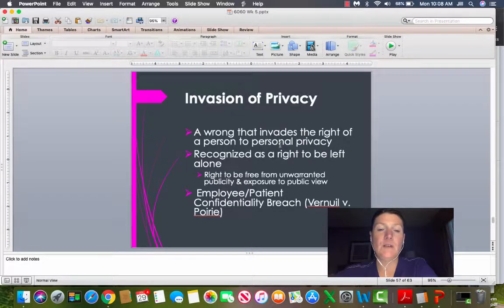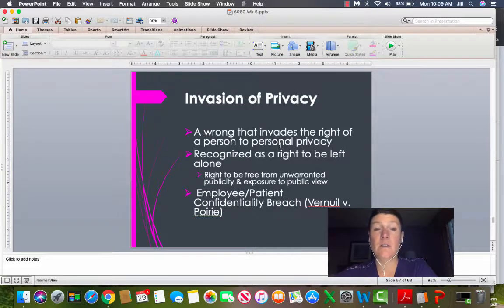Another one of the intentional torts is invasion of privacy. So obviously we know in the healthcare world we have HIPAA, and HIPAA protects the privacy and security, amongst other things, of patients' protected health information. However, there is no personal right of action under HIPAA, so I can't sue someone because they breached my medical records, my identity, my social security number, those types of things.